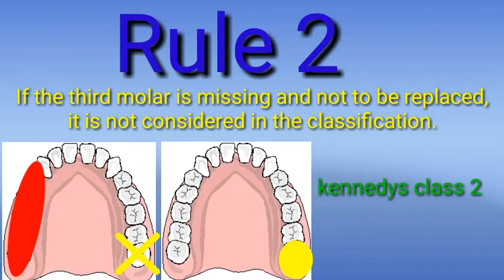Rule number 2. If the third molar is missing and not to be replaced, it is not considered in the classification. Viewers, below the picture you can see the third molar is missing and cannot be replaced. In this way, it is not considered in the classification. That picture follows Kennedy's class 2. Unilateral edentulous area located posterior to remaining natural teeth.